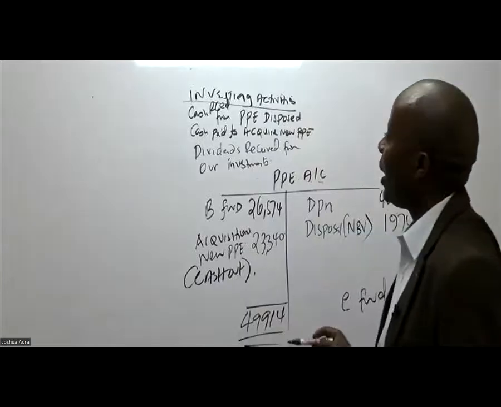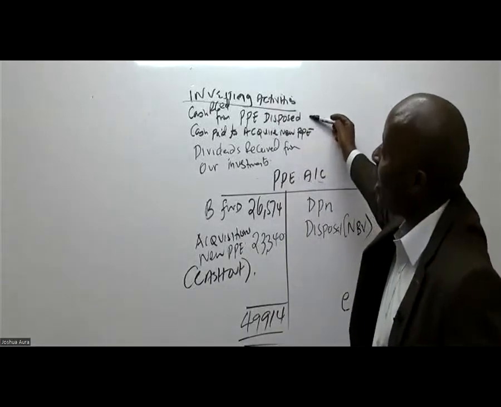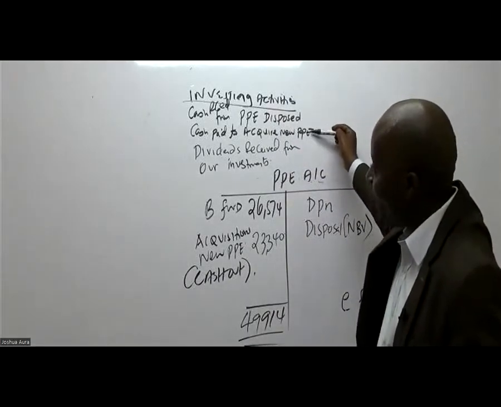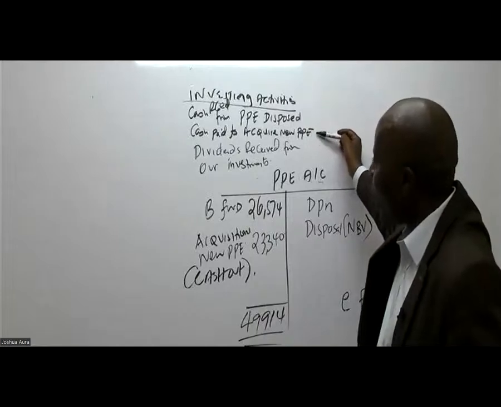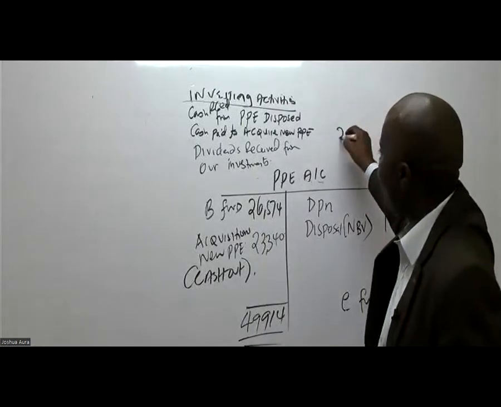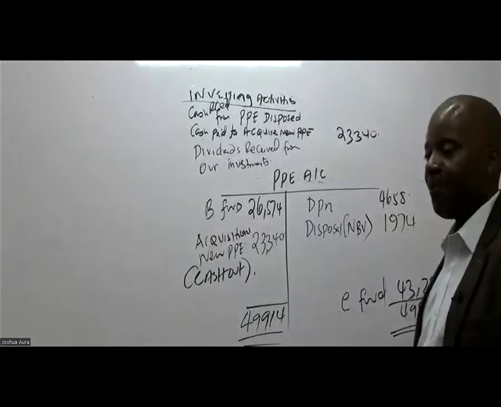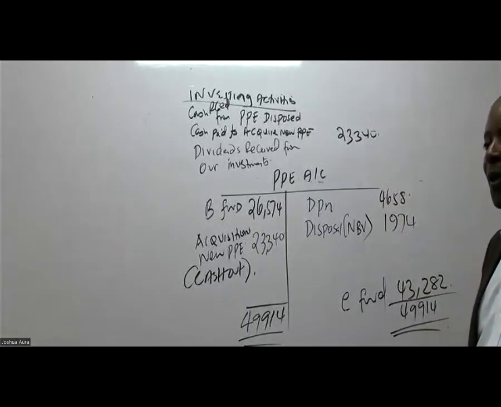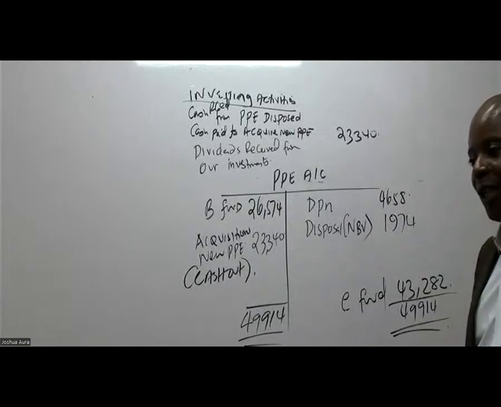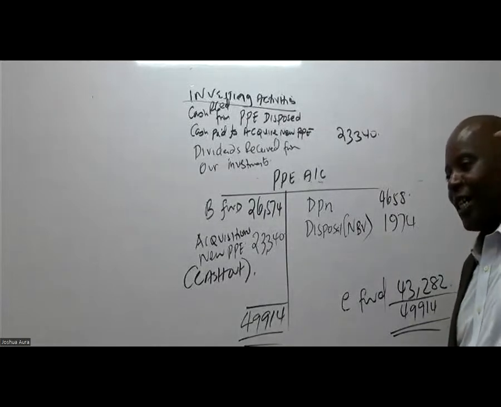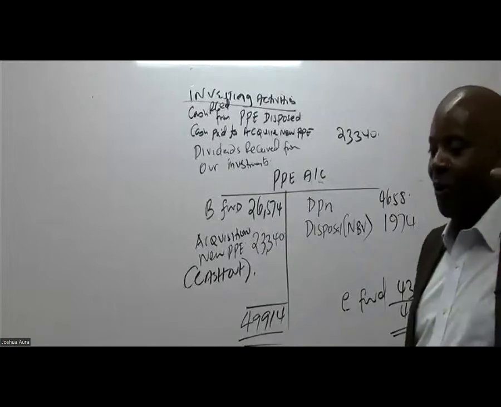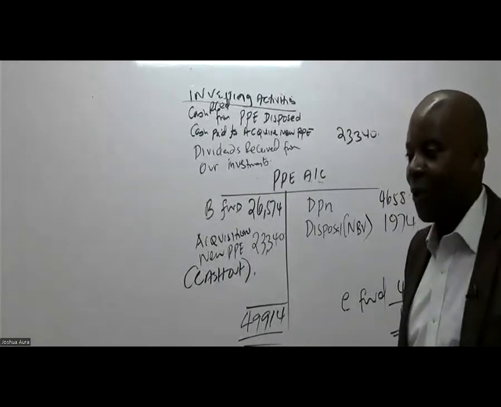So then automatically, it can't be cash received from, this will fall here. Cash paid to acquire new PPE. So this is 23,300 what here? 40 like that. So are we together, first of all, up to there? Are we together? Thank you so much.